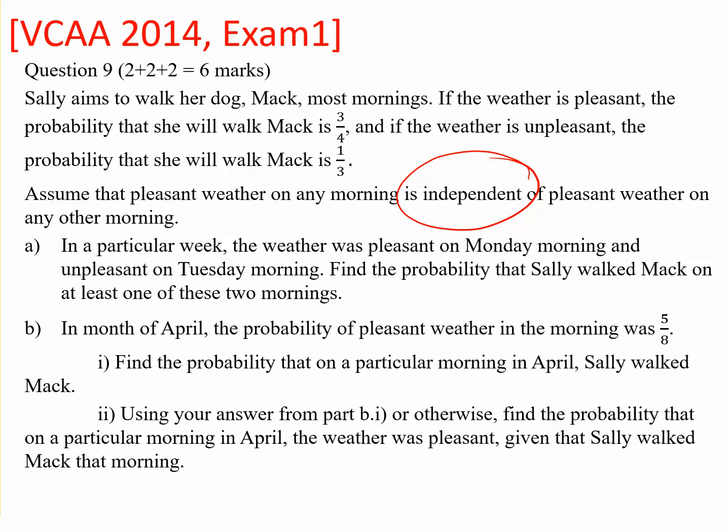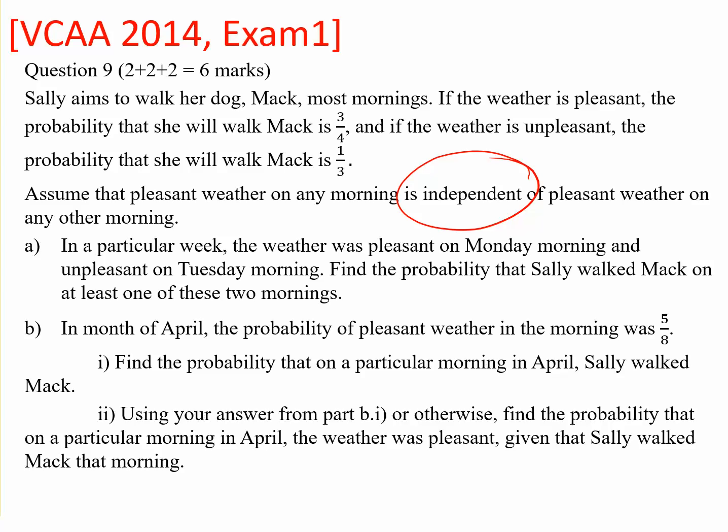So what is this one saying? It's just saying, pleasant weather on one morning doesn't affect the next day. So the next day still, the chance of it being pleasant or unpleasant doesn't matter. It could be 0.5, so it's always going to be half, half, half, half. It doesn't depend on the day before. That's all it's saying. That one line is just saying that the chance of it being pleasant today will not affect tomorrow's event. That's it. That's all they're saying.